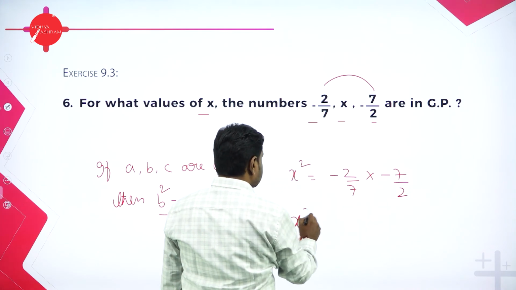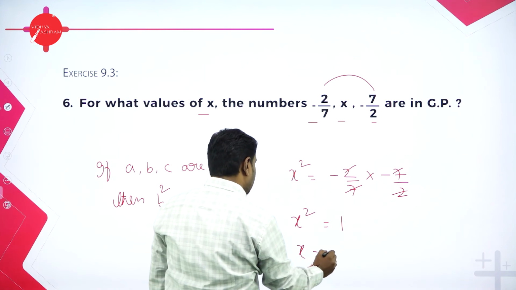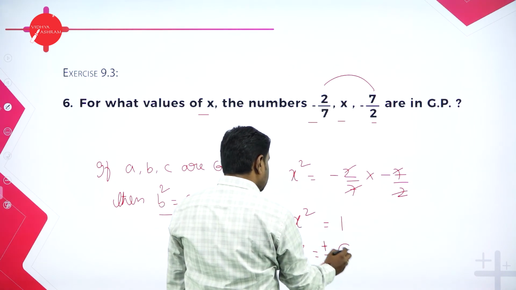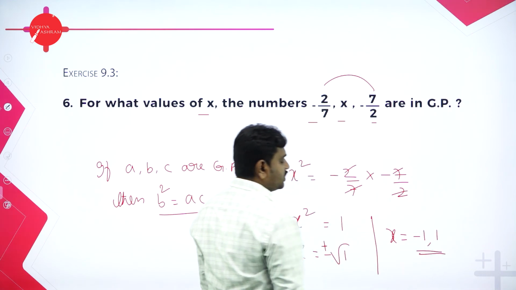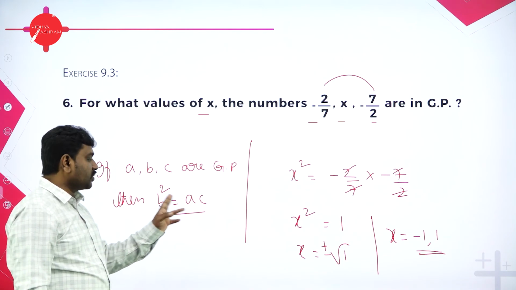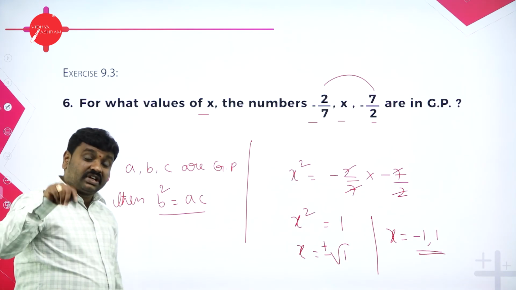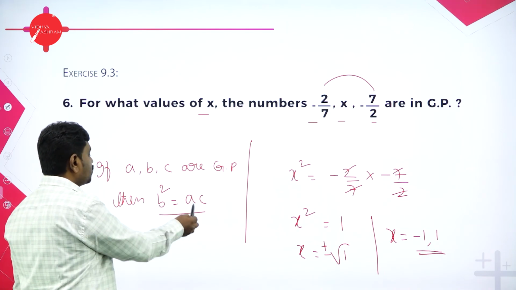So x square is 7, 7 cancels, 2, 2 cancels, minus into minus is plus 1. So x is root 1, plus or minus. So x value may be plus 1 or minus 1. Minus 1 and plus 1 are the roots. So what is the basic? If 3 terms are in GP, middle term square is AC. Or if 3 terms are in AP, the middle term is the average or arithmetic mean of first and last. But here B square is AC.